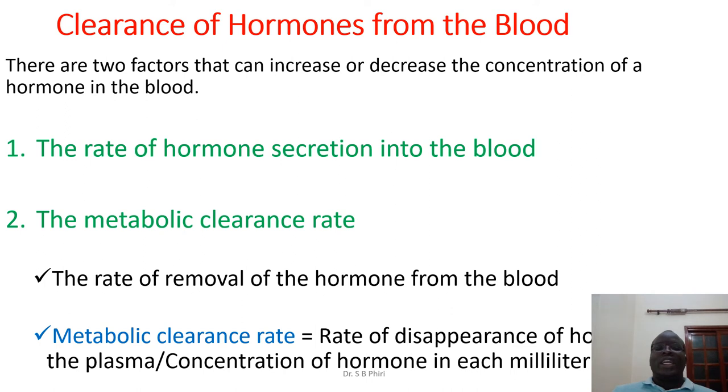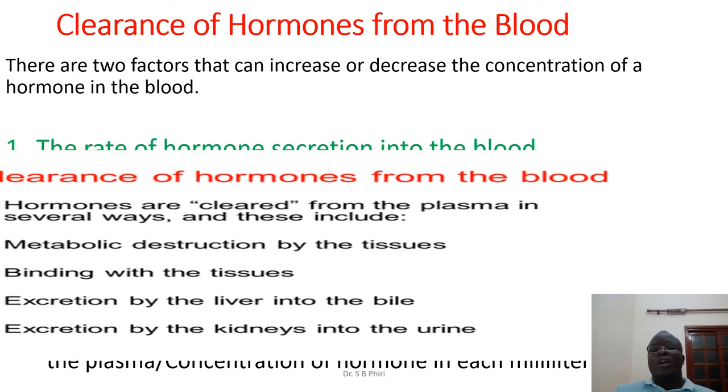Then also the metabolic clearance of the hormone. We have the metabolic clearance rate of the hormone, how much is being removed from circulation by a lot of reactions that are taking place. So the rate of removal of the hormone from the blood is referred to as the metabolic clearance rate, which is equal to the rate of disappearance of hormone from the plasma divided by the concentration of hormone in each milliliter of plasma. So this is the rate at which the hormone is being removed from circulation. There are factors or reactions that can remove the hormone from circulation that will bring about the metabolic clearance of the hormone.